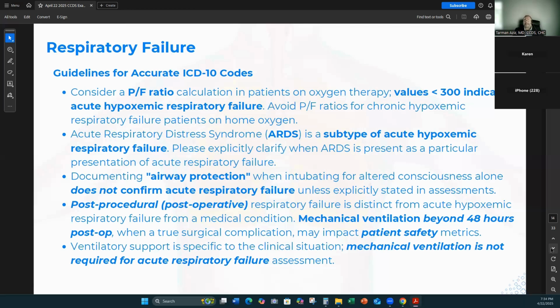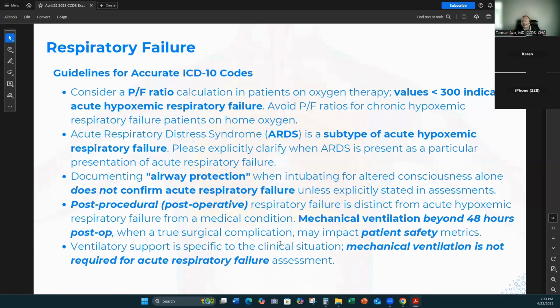You're also tested to see if you know that other afterthought here in the first bullet point, but it's an important one: if you have a patient on oxygen supplementation at home chronically for a chronic case of hypoxemic respiratory failure, the PF ratio is no longer accurate and not reliable as an indicator of failure. So keep that in mind for questions as well.